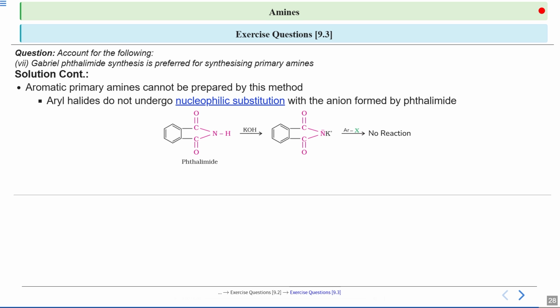Okay, so if you'll see this phthalimide, when it reacts with KOH, you will see this will form this compound, which when further treated with ArX, which is an aryl halide, will not give any reaction. Okay, because they do not undergo nucleophilic substitution with the anion which is formed by the phthalimide.